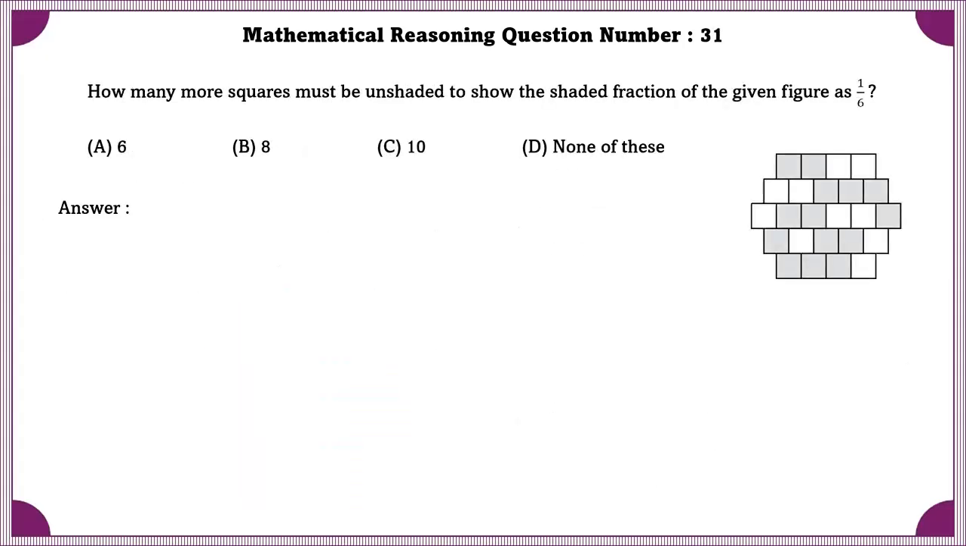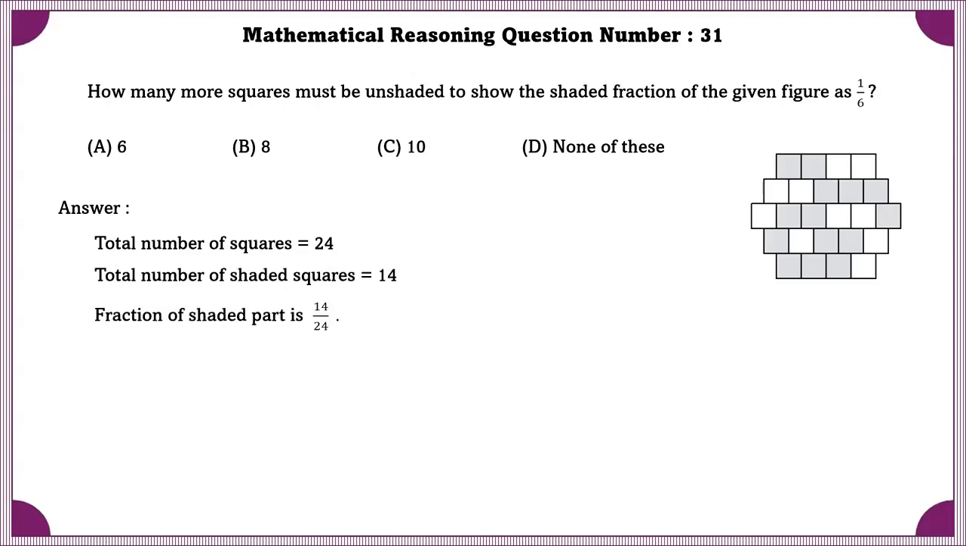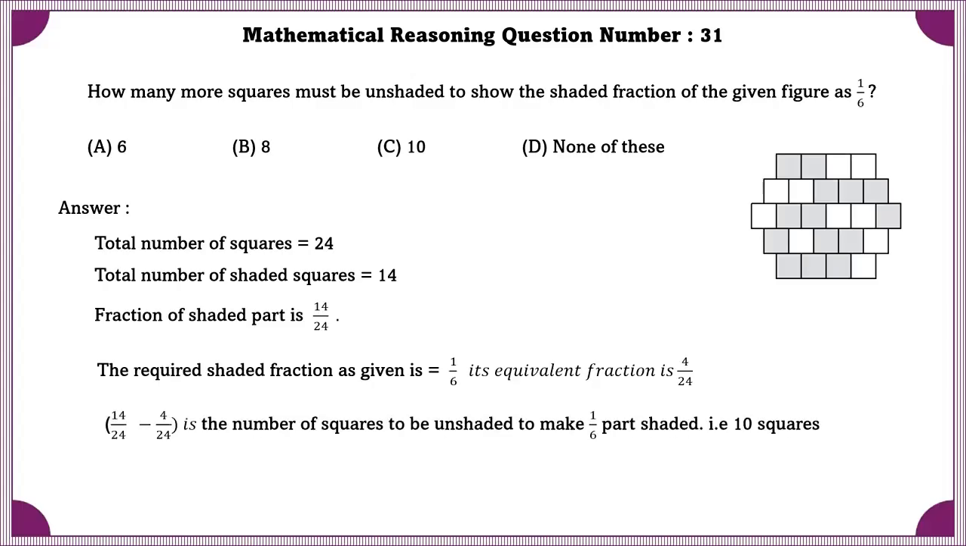Mathematical reasoning question number 31. How many more squares must be unshaded to show that the shaded fraction of the given figure is 1 by 6? Total number of squares is equal to 24 and total number of shaded squares is equal to 14. So the fraction of the shaded part is equal to 14 by 24. The required shaded fraction as given is 1 by 6 and its equivalent is 4 by 24. 14 by 24 minus 4 by 24 is the number of squares to be unshaded to make 1 by 6 part as shaded, that is 10 squares.